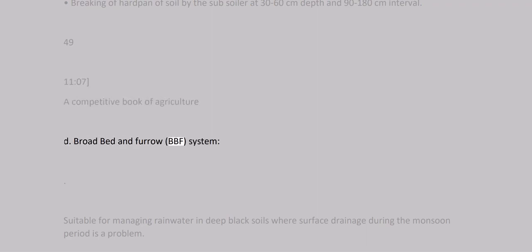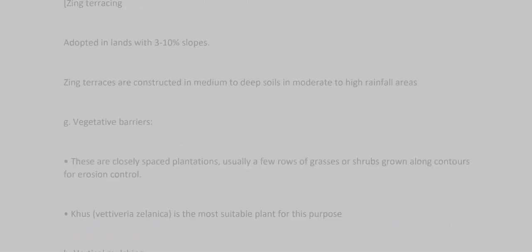Broadbed and furrow (BBF) system. Suitable for managing rainwater in deep black soils where surface drainage during the monsoon period is a problem. C. Bench terracing. Adopted in lands where slope ranges from 16 to 33% on sloping and undulating land. Steep zing terracing adopted in lands with 3 to 10% slopes. Zing terraces are constructed in medium to deep soils in moderate to high rainfall areas.